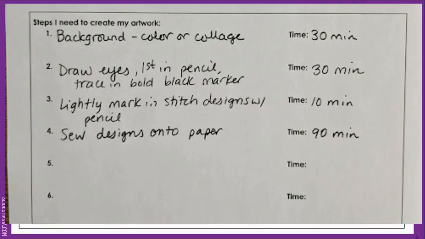Here are my steps. I need to decide on background, so I've got to make that decision real quick, whether it's colored pencil or collage. I only think it should take me about 30 minutes. Then I'm going to draw the eyes in pencil first and trace it in a really bold black marker. Another 30 minutes. I need to get through that beginning part quickly because I know from experience that sewing designs takes a long time. So I need at least 90 minutes, but honestly, probably more like 2 hours to do that. I might end up having to work on this extra outside of class. But then I think I will be done.